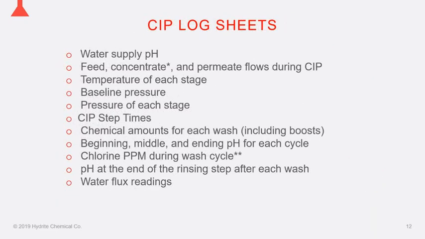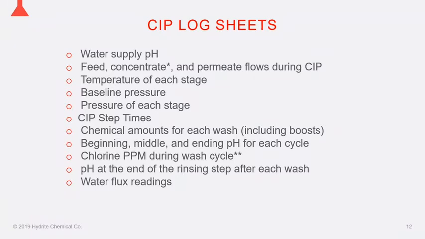CIP. So we talked a little bit about product logs. There's also CIP logs. We heavily rely on these logs. And what's on there should be things like the pH of the water supply. It's good to understand the baseline, where we're starting from. Feed rates, you'll have feed flow across the feed side, permeate rates. Also, there's a concentrate meter.